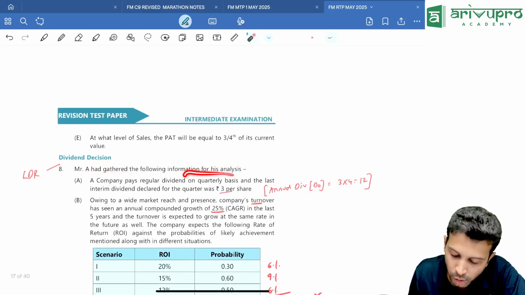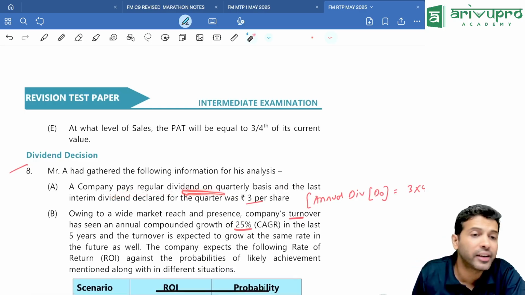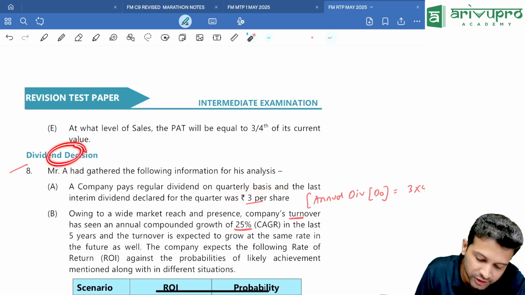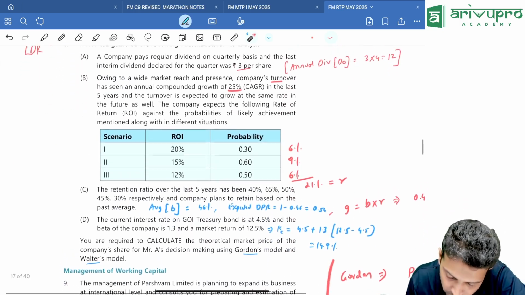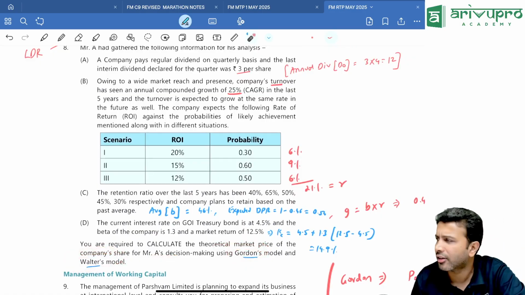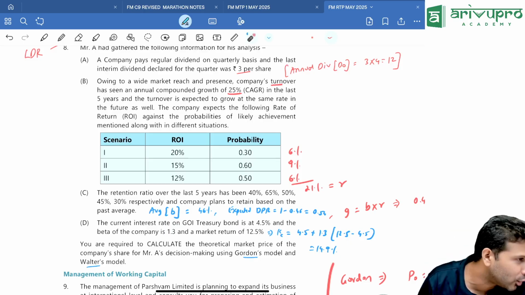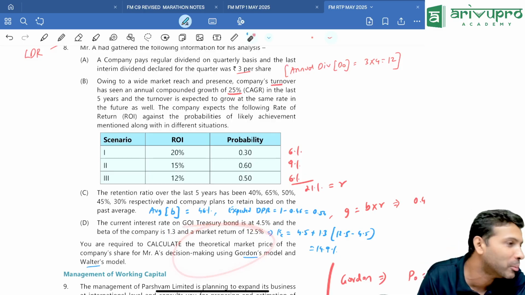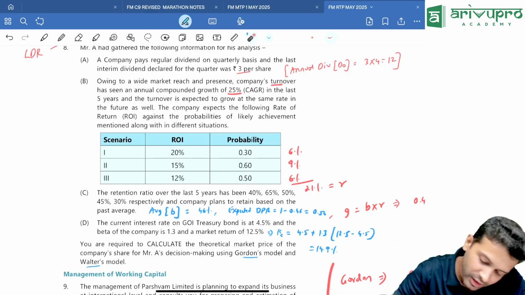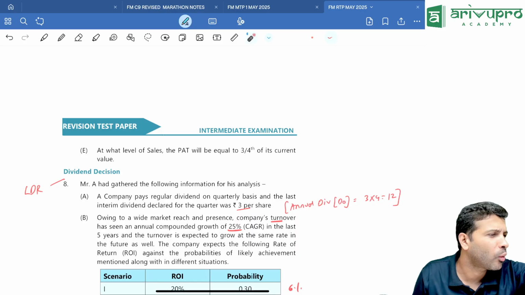Mr. A has gathered following information for his analysis. A company pays regular dividend on a quarterly basis. Sir, this is a dividend decision. If you read the requirement, you need to calculate the price of the share using Gordon and Walter. Gordon ka formula in your sleep also you will tell. Walter ka formula you will write even with your left hand. Yes, no, that many times you have done. You should remember all this. We need to find the price of the share using these two models. Let me not be overconfident. Tell me Walter ka formula.